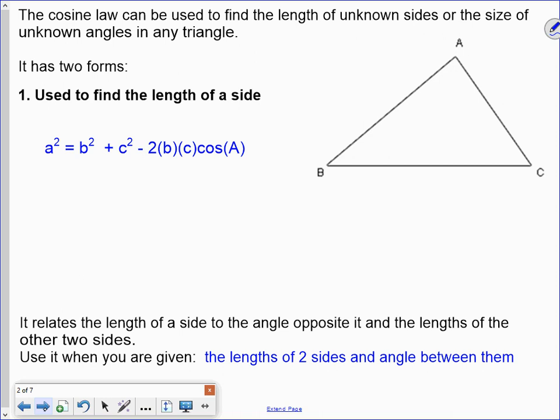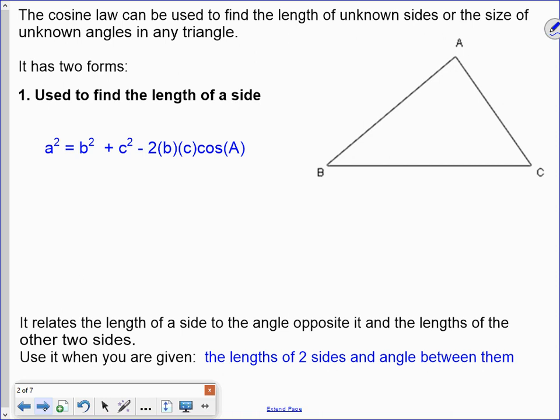All right, the cosine law, as I just said, can be used to find the length of unknown sides or the size of unknown angles in any triangle. It has two forms. Form number one, used when we want to find the length of a side. So here's the cosine law, and this is exactly what appears on your formula sheet. A squared equals b squared plus c squared minus 2bc cos A.